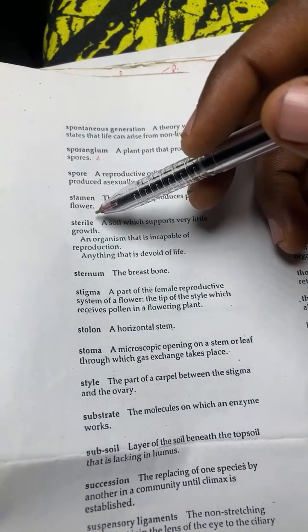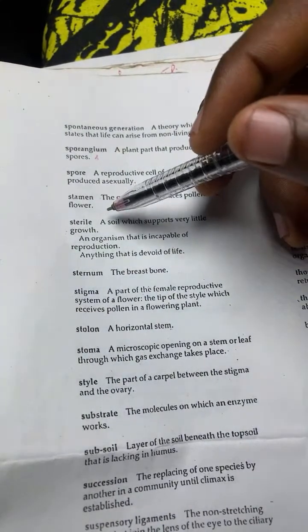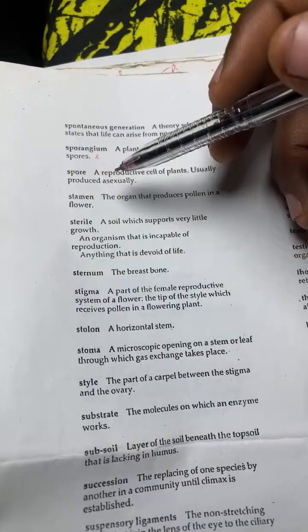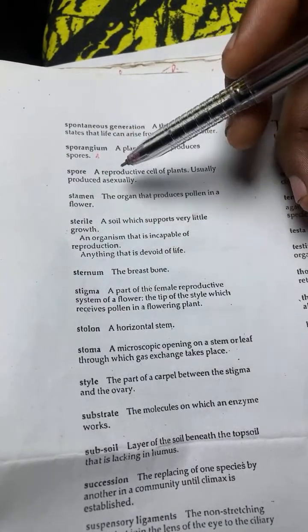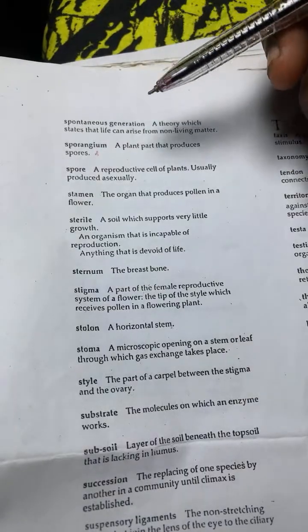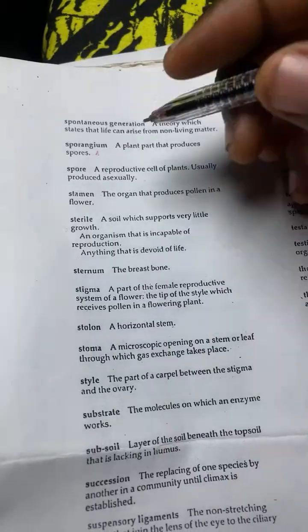Now move on to sterile. A sterile is a soil which supports very little growth. I would say that this particular soil is a sterile soil. An organism that is incapable of reproduction is also called a sterile organism. Anything that is devoid of life is also called what? Sterile.